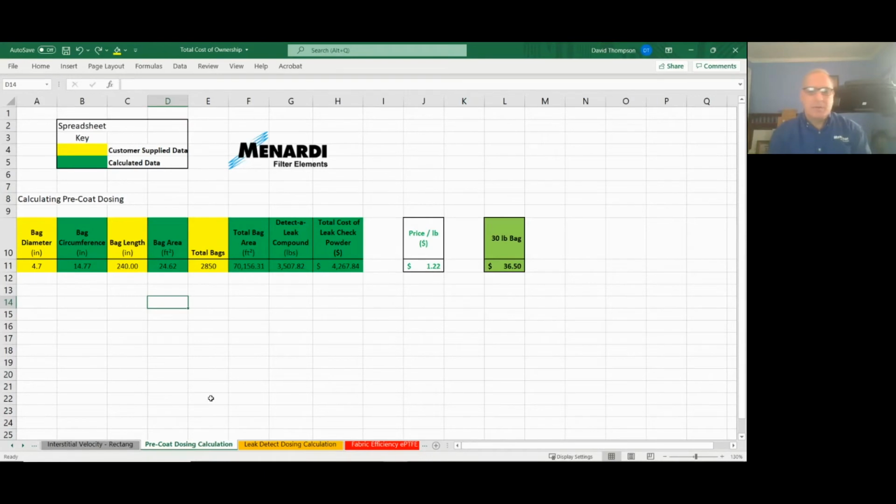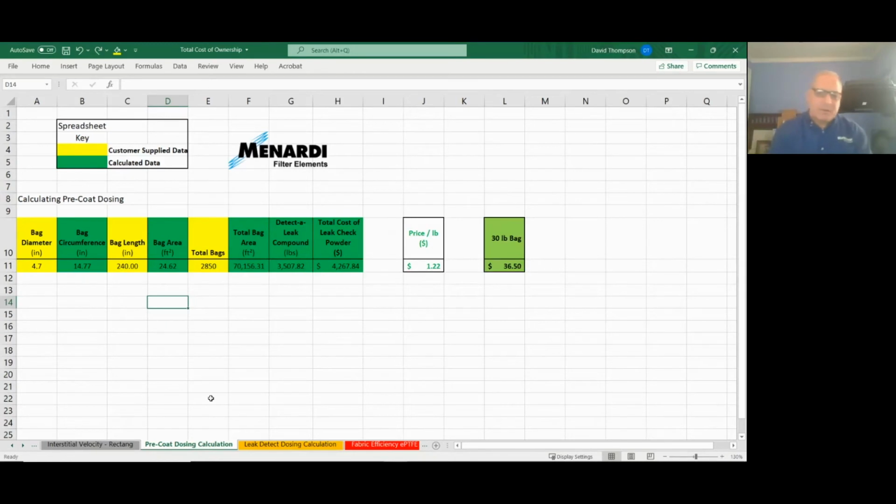There's a cost associated with that, and we show the cost per pound or per 30-pound bag of the material. This can be quite expensive over time, so it's another reason that we like to recommend membrane bags where we can, because typically you don't need a pre-coat to make the bags operate efficiently. They operate efficiently right out of the box because of the membrane that's been laminated to the surface of the felt.